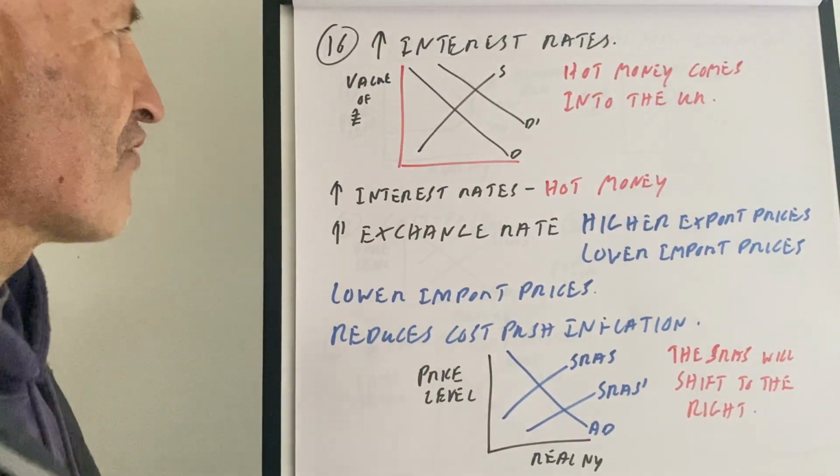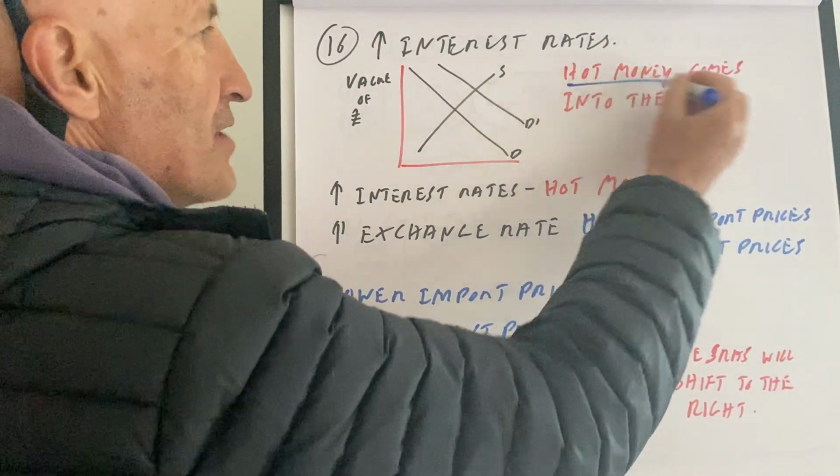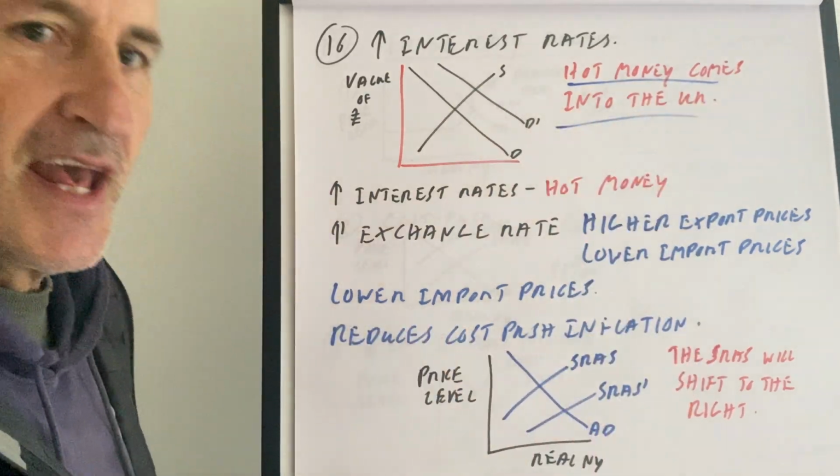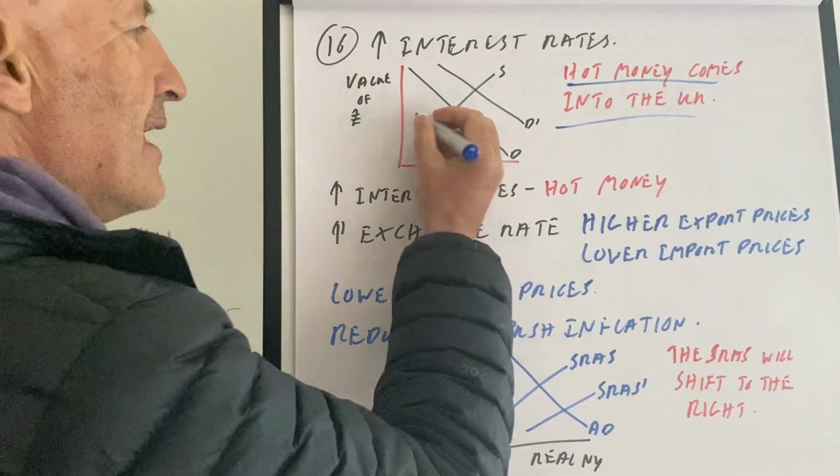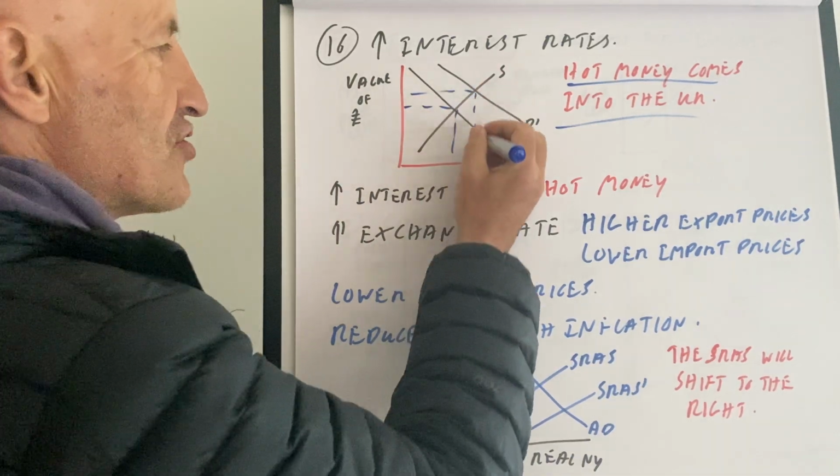So if we increase interest rates, remember this, hot money will come into the UK. Remember, this is not investment. This is not FDI. This is hot money that just comes to our banks very, very quickly. And therefore, that will make the exchange rate go up.